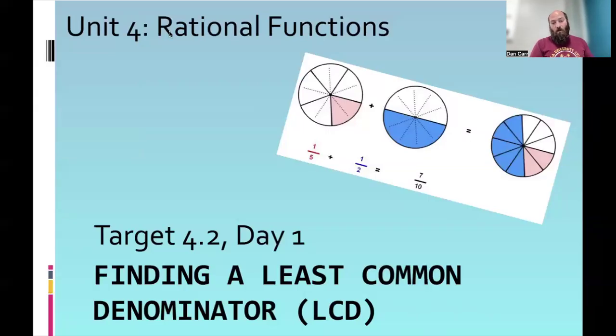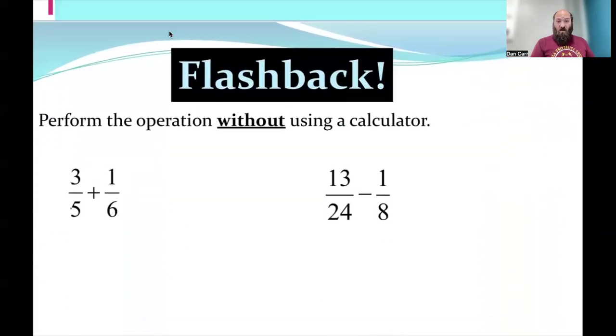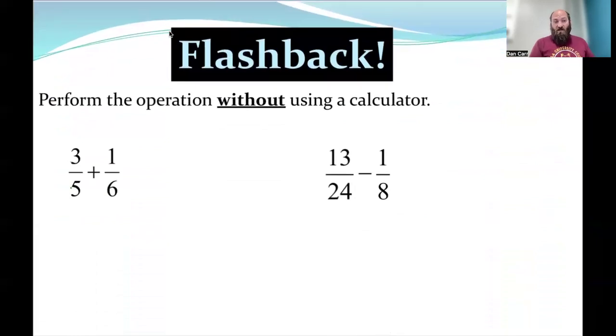Today we're going to be looking at 4.2 day one, finding a least common denominator. Now, in the past, you've done it with problems like this for adding and subtracting. So without a calculator, I'm going to find a common denominator and I'm going to focus on 5 and 6. So I'm looking for something they both multiply up to. So 5 and 6 is going to be going up to 30. So if I multiply this by 6 and this by 5, they both turn into fractions over 30.